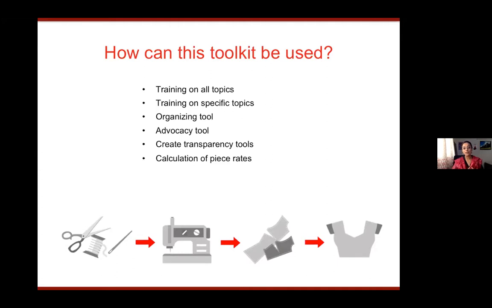It can also be used as an advocacy tool. When we were doing trainings, they found it very important. There's a chapter on social protection where we've listed all the social assistance programs provided by the government, and they said they may use this as an advocacy tool. This toolkit can also be used to create transparency. There are various tools provided there. And lastly, what Shabnam and even Jaylakshmi talked about, how to calculate piece rates to match minimum wages. We have a separate chapter on that.